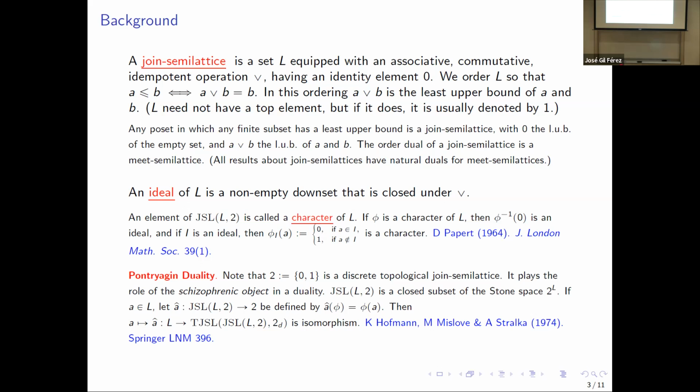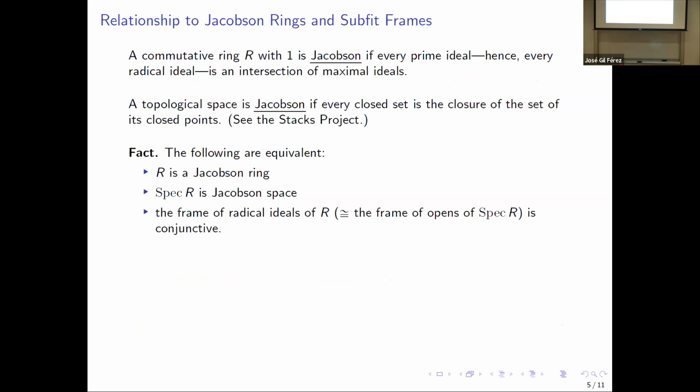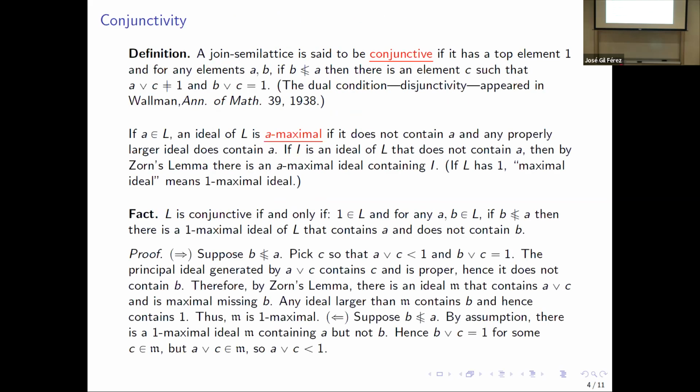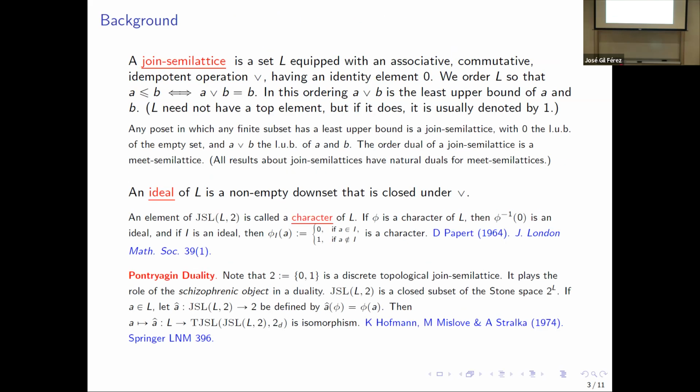It's very interesting. So it's between join semilattices and topological join semilattices? That's right, yeah. Not all topological, but zero-dimensional, compact topological.